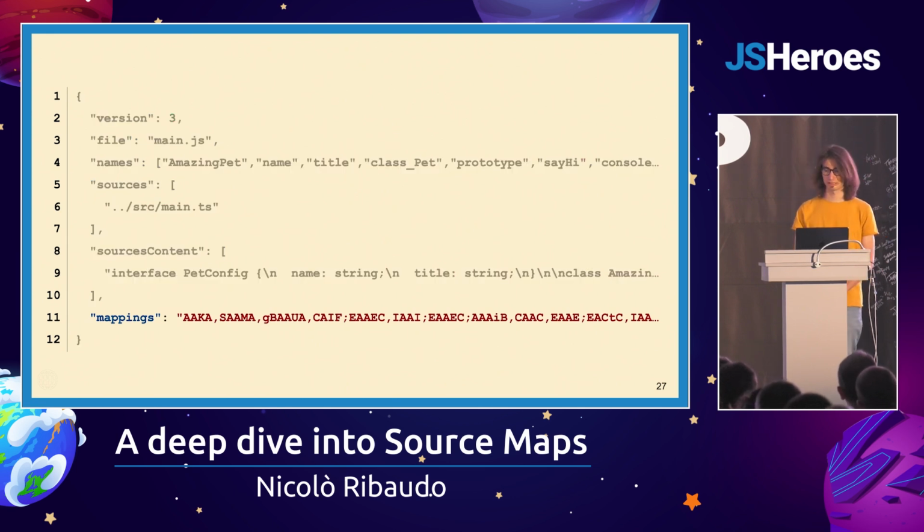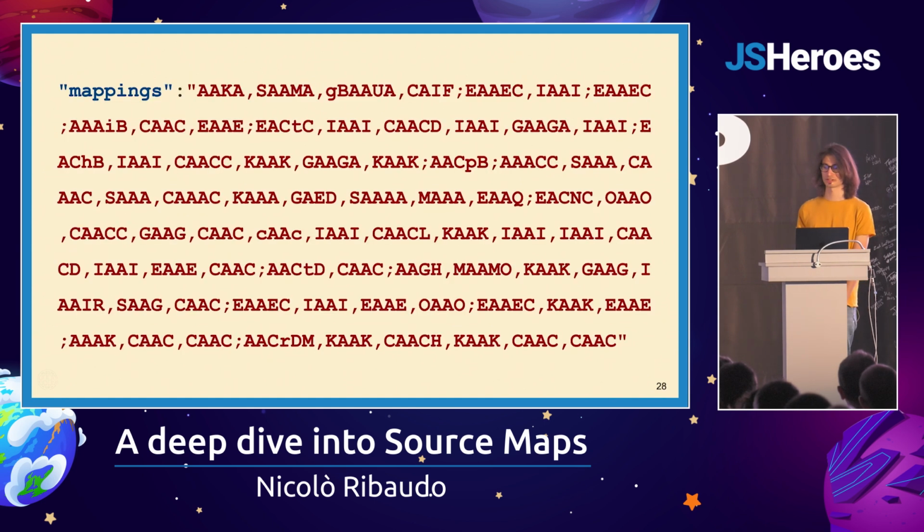Mappings is where the actual magic happens. And well, let's just try reading together what they're telling the browser. They're telling: AAKA, SAMA, GBAWA, KAIF. And clear, right? So what does this actually mean?